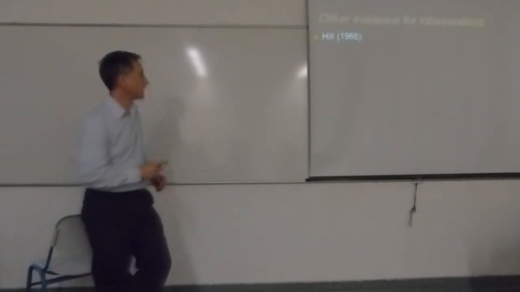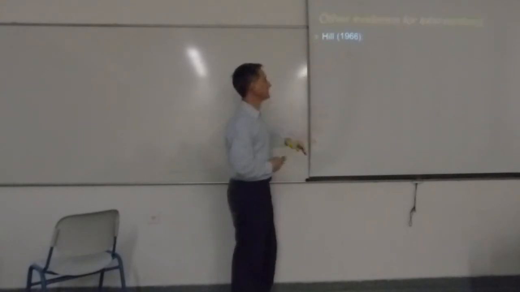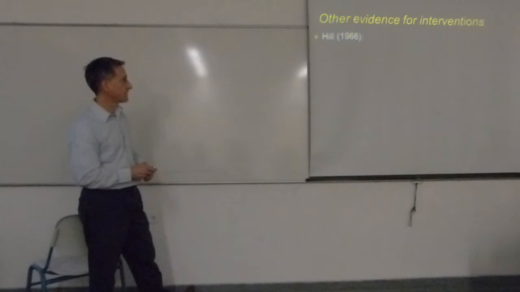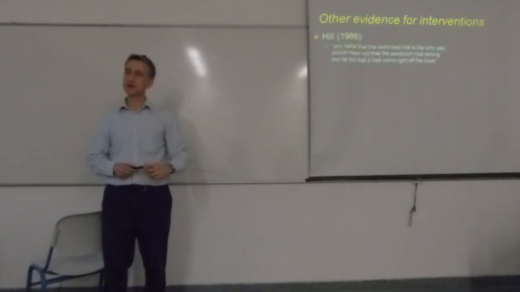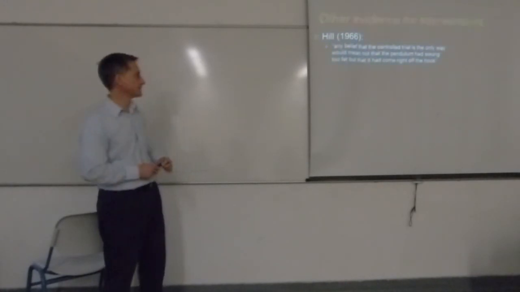The designer of the randomized controlled trial is a person called Hill. He published in 1966 that randomized controlled trials are very good, but don't believe it's the only way to get a result that means something. He said there are other forms of evidence other than randomized controlled trials that we should look for.